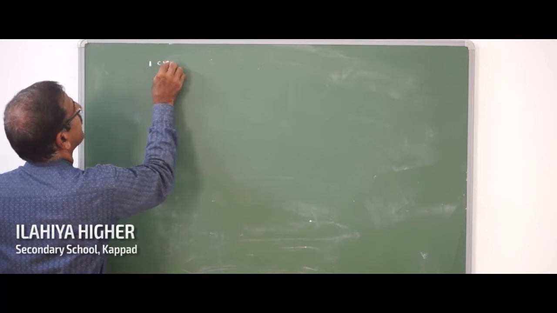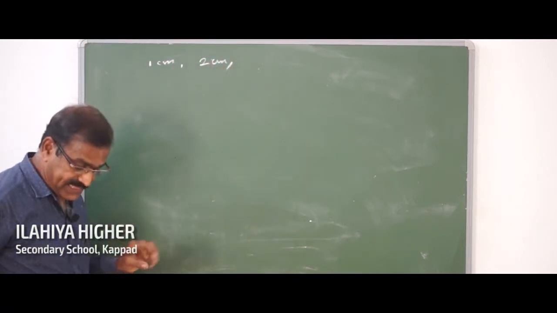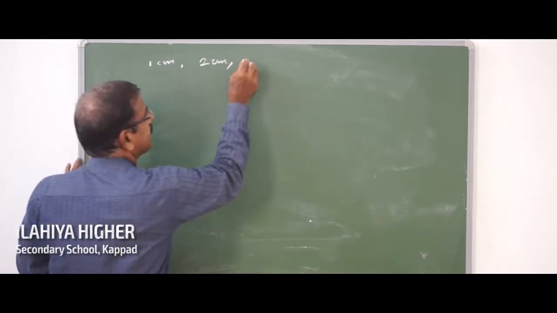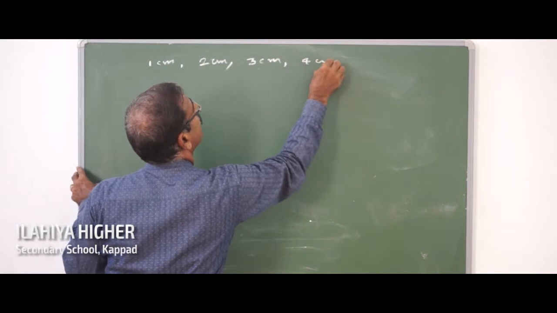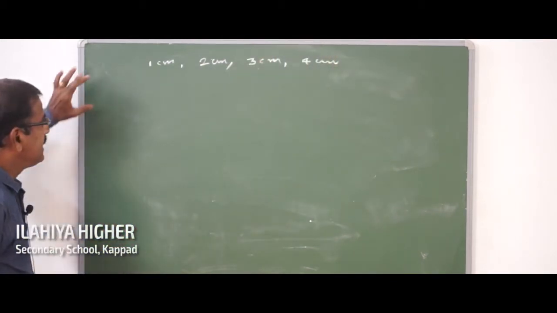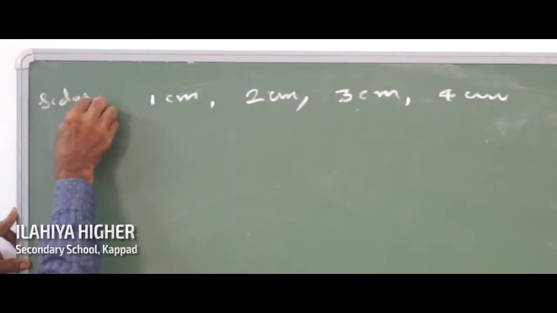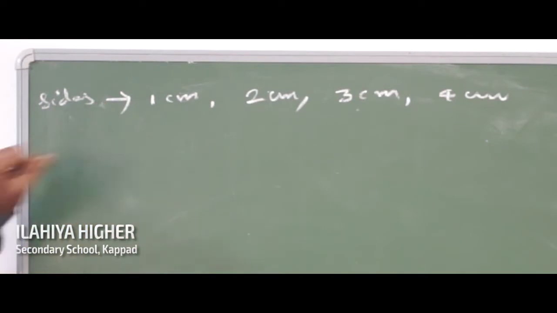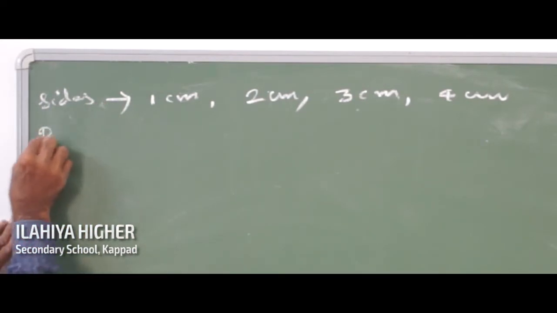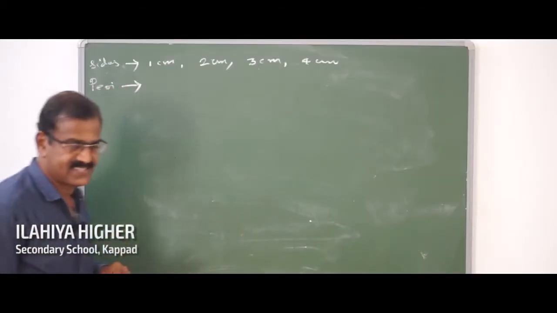Then another square having length of one side 2 cm. Then another square 3 cm, like that. Then 4 cm. Here the first row represents sides. Length of sides are written here. Now see what is the perimeter of these squares.